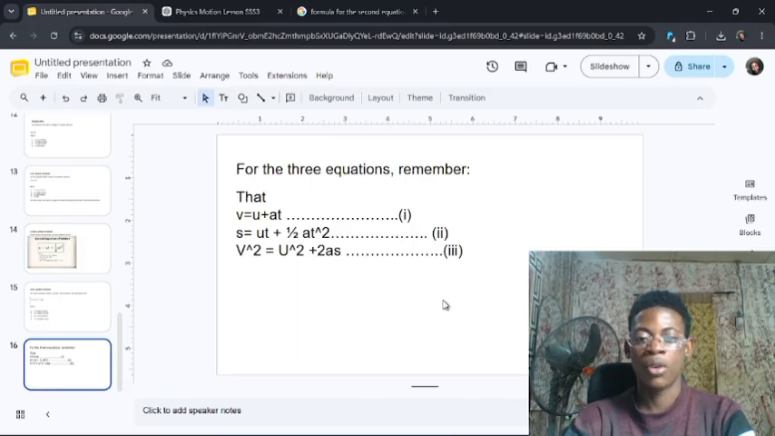Now, in our next class, we'll be taking more on this. We'll be looking at the examples, how to solve those examples given by the equations of motion.